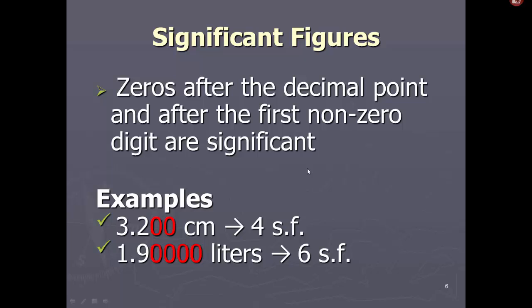Again, we have a decimal situation, and we're looking at the zeros after the decimal point and after the first non-zero digit, and they are significant. So if you have 3.200, that's 4 significant digits. You're after the first non-zero, after the decimal, and likewise here, 1.90000, you have 6 significant figures.